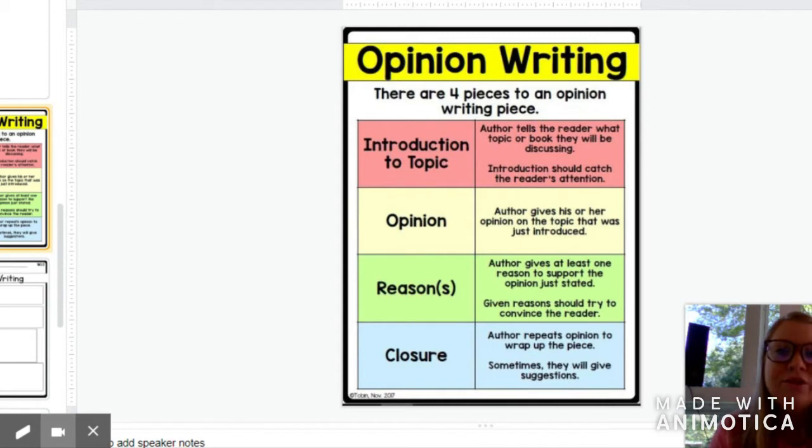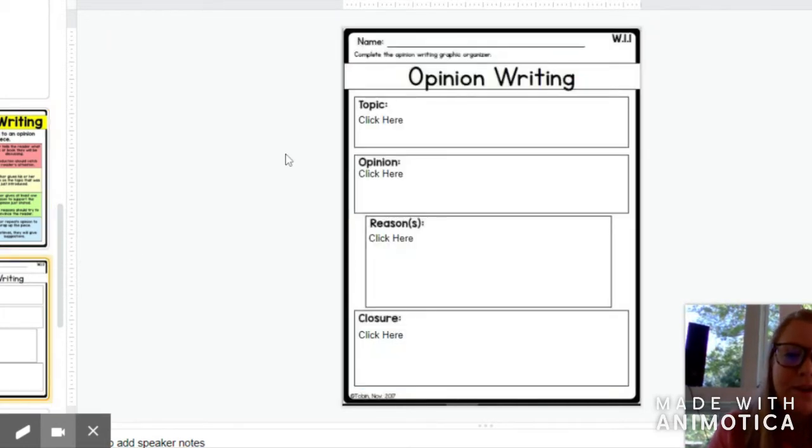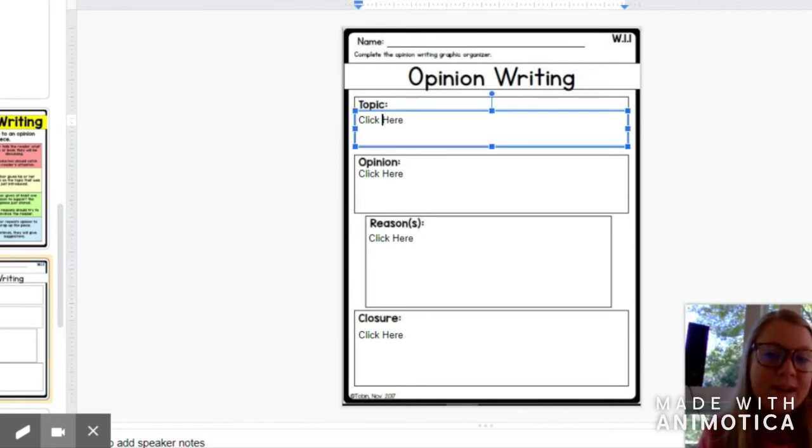Then we need to have our closure or our conclusion, and it's when we repeat our opinion and we wrap up our piece. So whatever our opinion was, whether it's the Good Egg book was the best or the Bad Seed book was the best, we're going to restate or say it again at the end of our writing. So that way the reader knows that that's the end of what we wrote, and now they know what we think. So for today, we're going to use this graphic organizer to help put down our thoughts about whether the Good Egg or the Bad Seed is the best book. So our topic is actually going to be that.